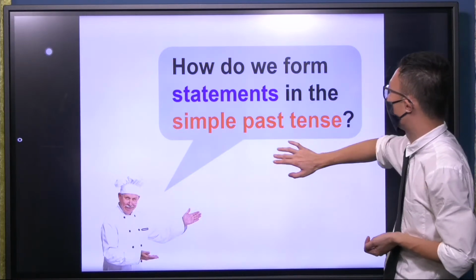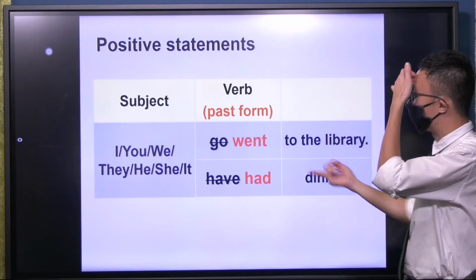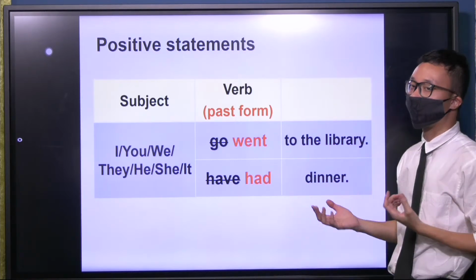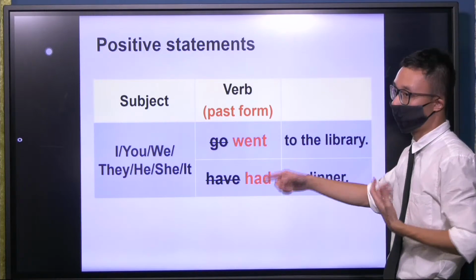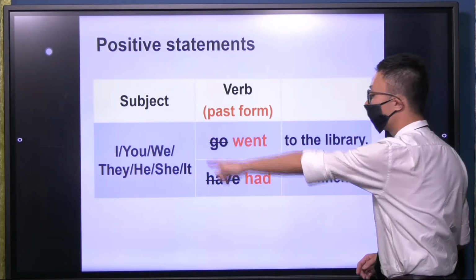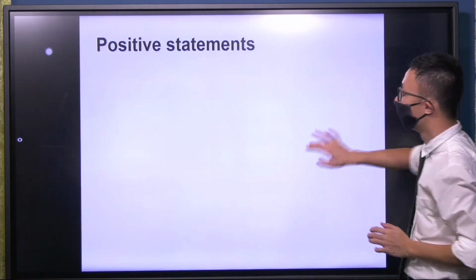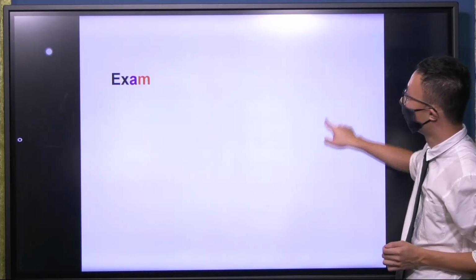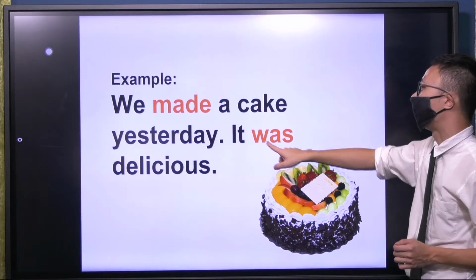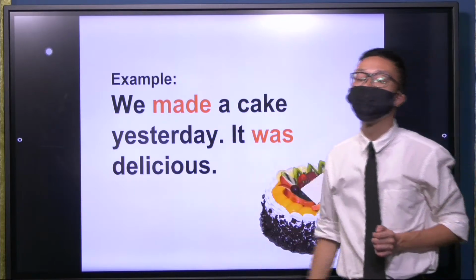So how do you form a statement in simple past tense? This is the positive statement. We learned how to form sentences in present tense, right? Just change the verb from the present tense to the past form. You got it. I won't explain too much about this one. Have also has a really odd ending: had, all right? They had dinner. And then I was happy, they were happy. So, I made a cake yesterday. It was delicious. The clue word yesterday tells you that you're supposed to use past tense, all right?